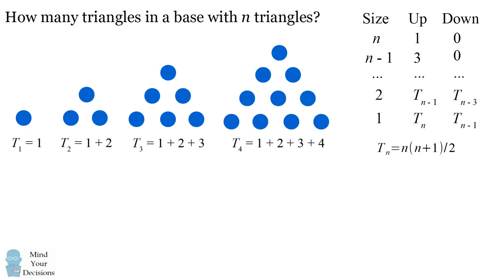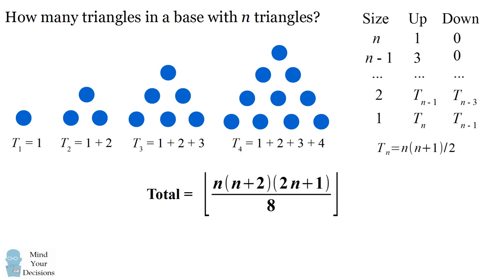So now we figured out a pattern and how to count the number of triangles of each size, and we have a formula for the triangular numbers equal to n times n plus 1 over 2. So this is actually going to vary whether n is even or n is odd, but there's a nice way you can summarize this if you add up all these numbers. The total number of triangles is going to be n times n plus 2 times 2n plus 1 all over 8 rounded down. This will give you the number of triangles.